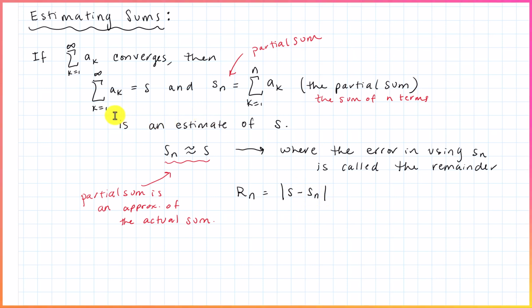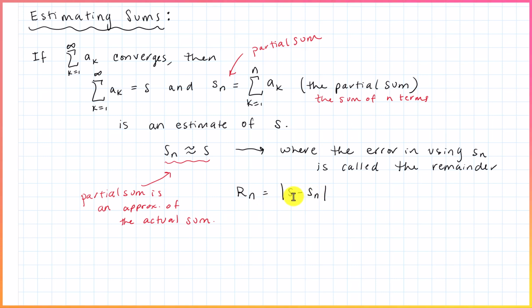So let's just take an example. Let's suppose we have a series that's converging and we say, I want an estimate. I know it's converging. I don't know exactly what it converges to. I'm going to go ahead and add up the first 100 terms, so take the 100th partial sum. Then that 100th partial sum will be an approximation of the actual sum, and the remainder, the error, would be the difference between the actual sum and the partial sum that I use.